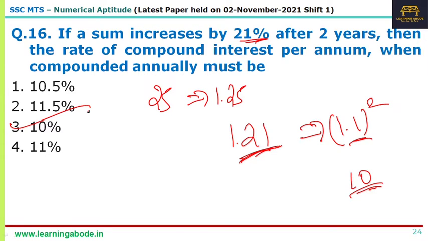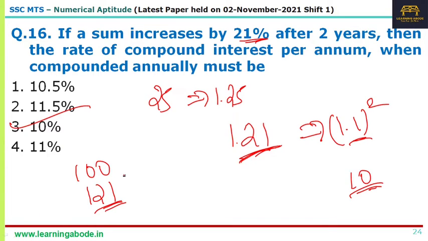Now let's say you don't know that shortcut and you want to do it afresh, in the conventional way. Then you can assume 100 rupees is the initial amount. Now a 21% increase means after 2 years it is 121. And then you can take this further and proceed and solve.